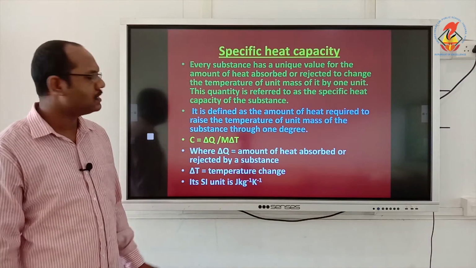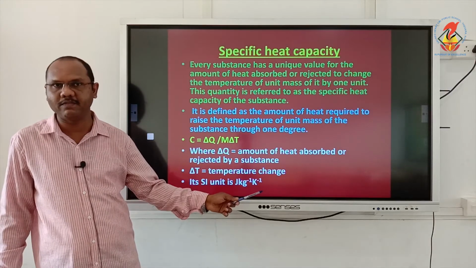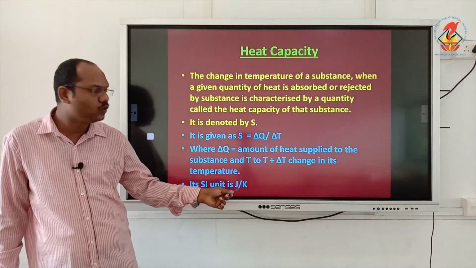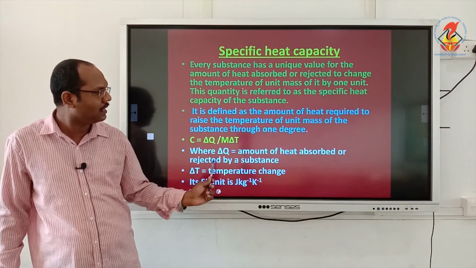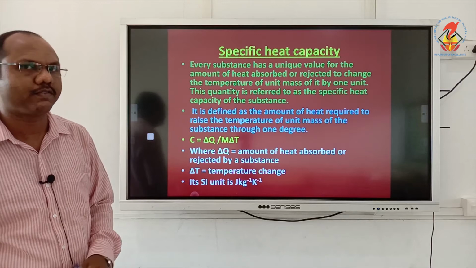So, specific heat capacity is denoted by letter C. C is equal to delta Q divided by M into delta T. M is called mass, delta T is the rise in temperature, and delta Q is the amount of heat applied. And the SI unit is joule per kilogram per Kelvin. Heat capacity, the SI unit was joule per Kelvin, and here the SI unit is joule per kilogram per Kelvin. That's the difference between both.